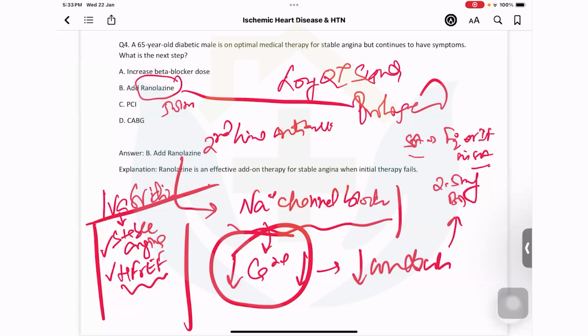Thank you, sir. Yeah. So, for example, let me just give you two case scenarios also along with, because that is what we are here for.